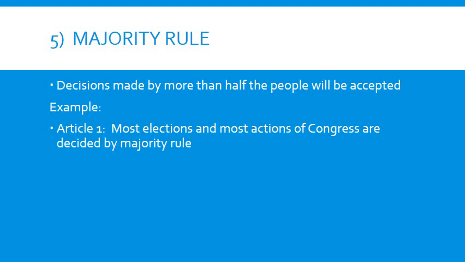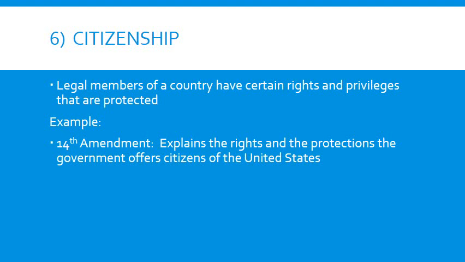Principle 5, Majority Rule. This means that decisions made by more than half the people will be accepted. An example of this is in Article 1, where most elections of people who are serving in Congress and most actions of Congress are decided by majority rule. Principle 6, Citizenship. Citizenship means that you are a legal member of a country, and that status gives you certain rights and privileges that are protected by your government. An example of this in our Constitution is found in the 14th Amendment, which explains some of the rights and protections the government offers all citizens of the United States.